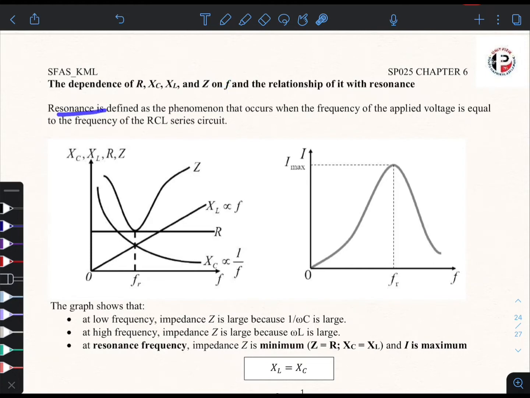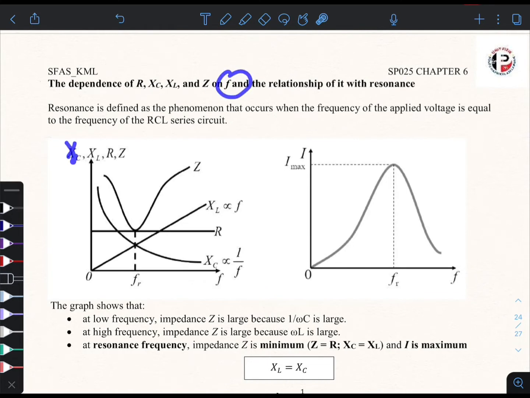Okay, so resonance is defined as the phenomenon that occurs when the frequency of the applied voltage is equal to the frequency of the RLC series circuit. So maksudnya bila frequency of the applied voltage ni sama dengan frequency of the RLC series circuit ini, kita cakap resonance occurs. Okay, so now we are going to look at the dependence of all these reactances on the frequency.